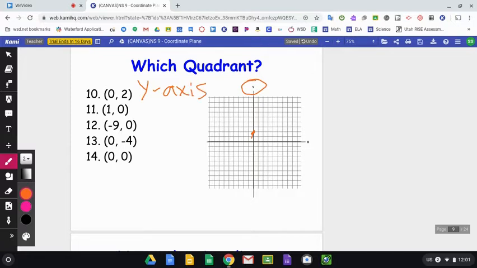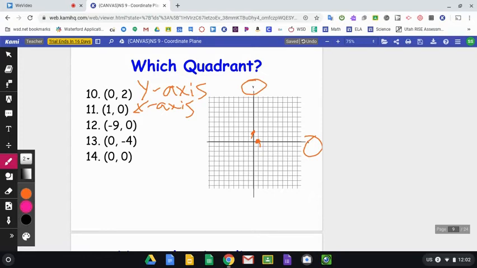All right, so let's look at number 11. I go over 1, up 0. So now I'm here. Now, based on what we did on number 10 and the trends that you're seeing, you should notice it's in between now quadrants 1 and 4, but it's not right on a quadrant or in a quadrant. So we would say it's on the x-axis. All right, I want you to try number 12, 13, and 14, and I will give you the answers in just a minute. Go ahead and click pause.